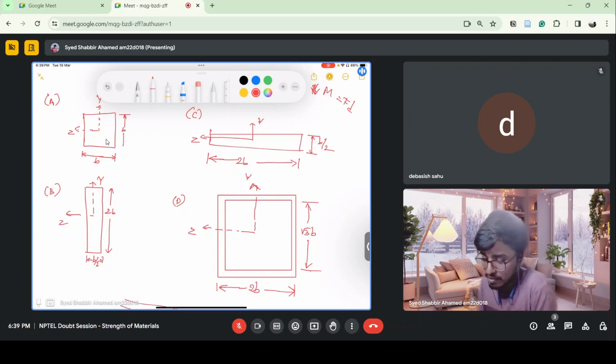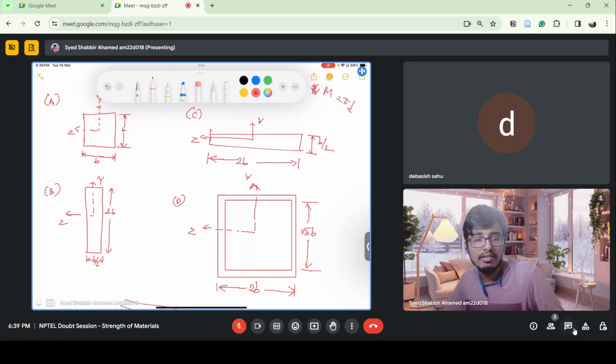So you can see that I have given you the dimensions. What do you think? What is the area of the cross sections? Different cross sections, dimensions are there. So what do you think?